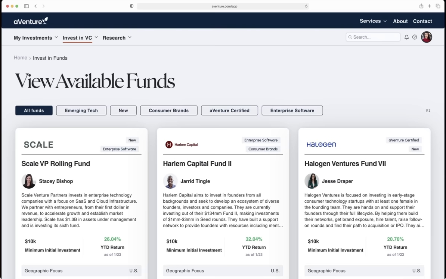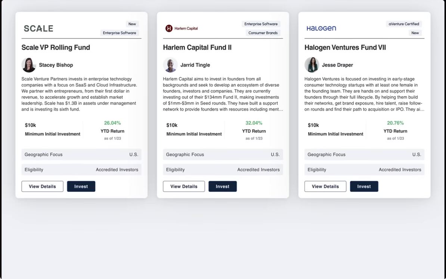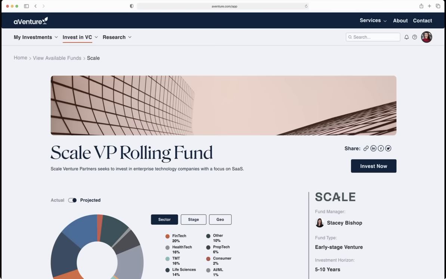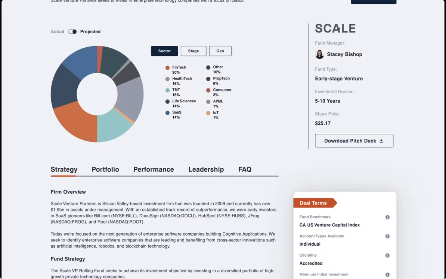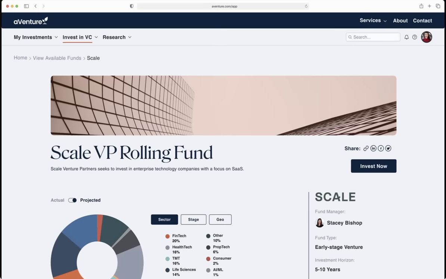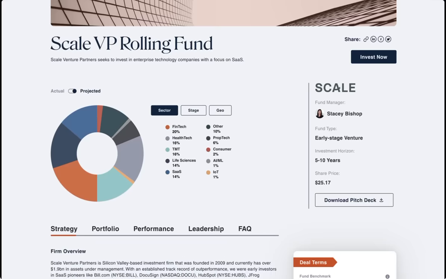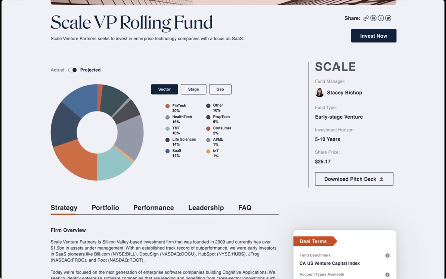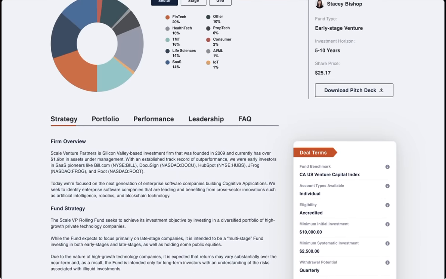Then, when you're ready to invest, it's just a few clicks away. You can search for a fund just like you did on the research side and then evaluate it with similar and added metrics. Then when you're ready, you can make the investment right from your account via a direct Plaid link to your bank, all securely from your aVenture account.